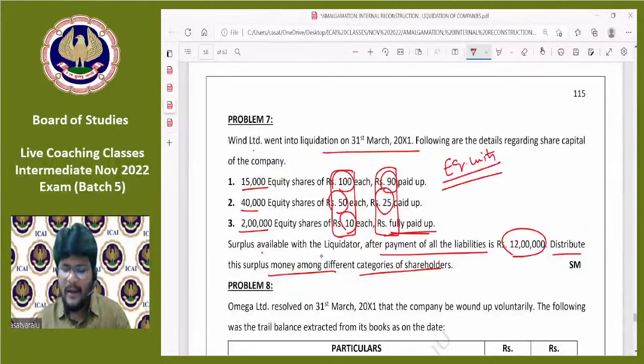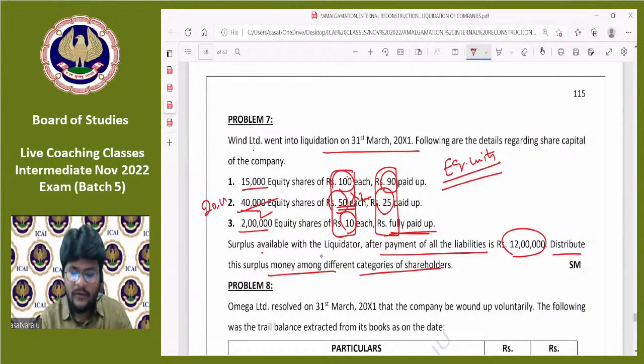We can simply apply it. If the face value is 50 rupees and I want to convert it into 100, I need to decrease the number of equity shares by 2. Multiply the face value by 2 to make it 100, so divide the shares by 2, and it becomes 20,000 equity shares. For face value 10 rupees, to convert into 100 rupees I need to multiply by 10, so here divide the shares by 10. Again it becomes 20,000 equity shares.